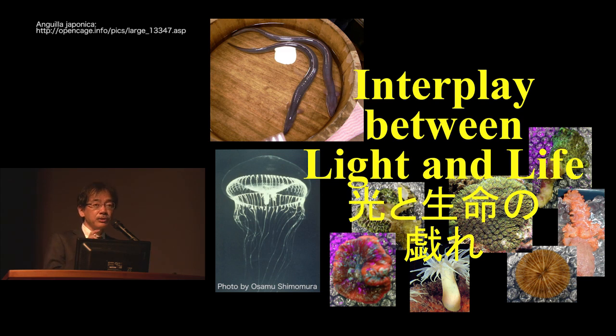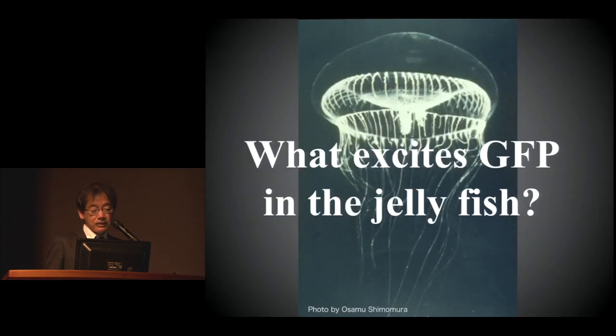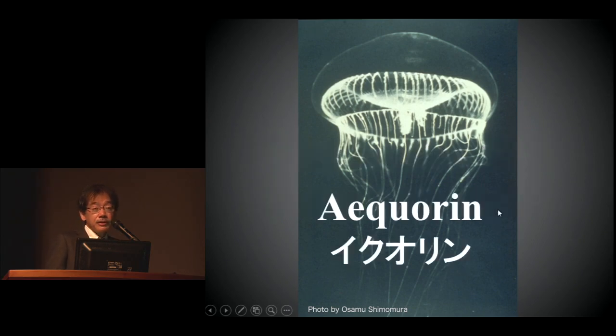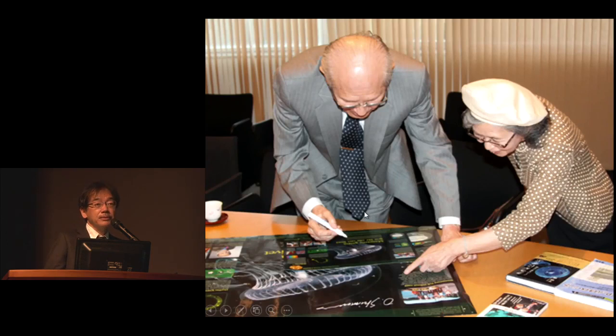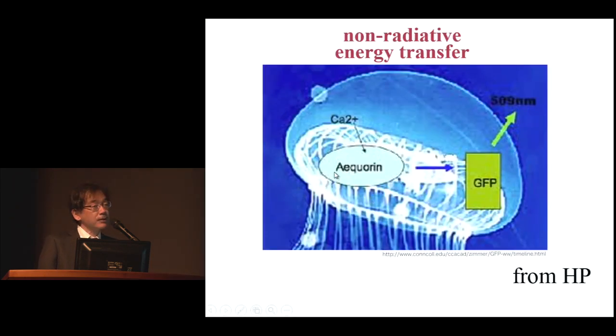So finally, I'd like to pose 3 questions. The first question is this: what excites GFP in the jellyfish, Aequorea victoria? And the answer is aequorin. Aequorin was studied by Shimomura. Dr. Shimomura studied aequorin greatly. Aequorin is a calcium-sensitive photoprotein, a chemiluminescent protein, and when purified, it emits blue light in the presence of calcium ion.